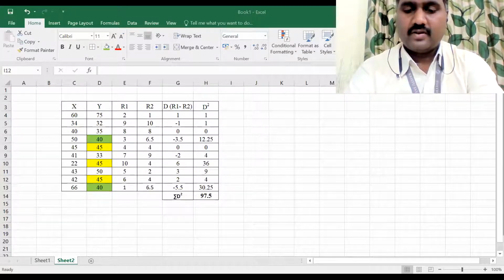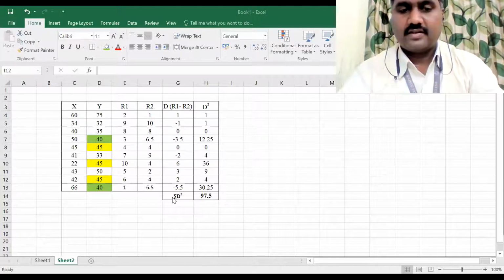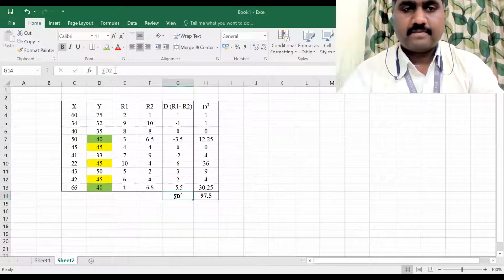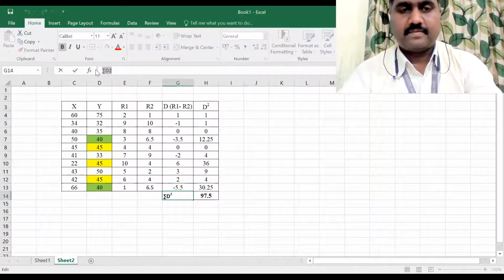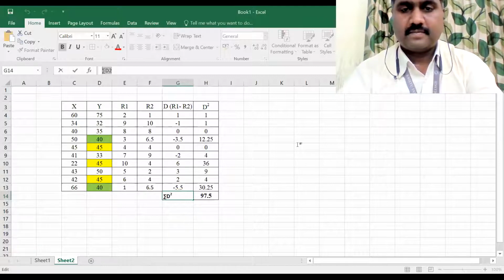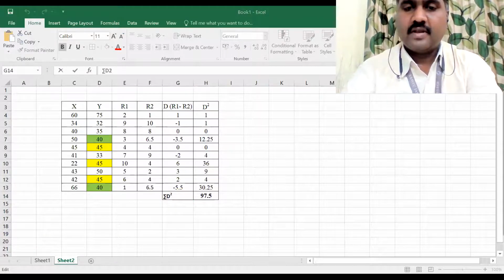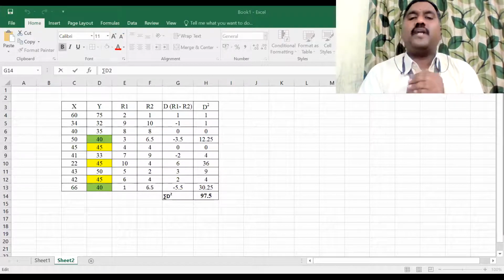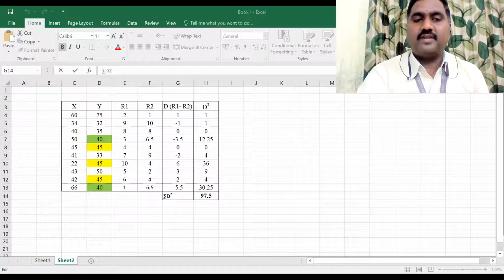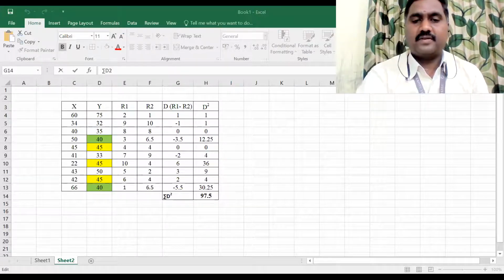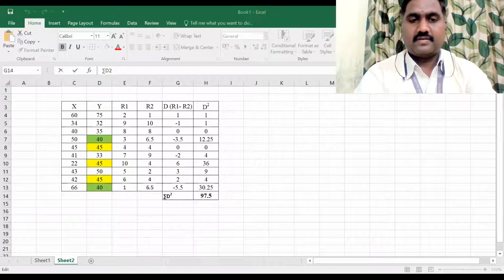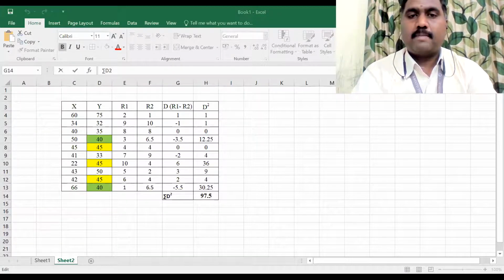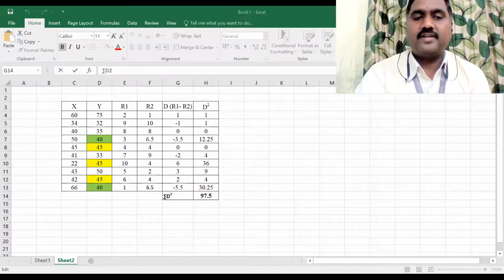Now what is the formula, guys? R equal to 1 minus 6 into the summation D square plus, now you tell me how many times that 1 by 12 has to come? 1 by 12 m power 3 minus m. How many times that? 2 times.